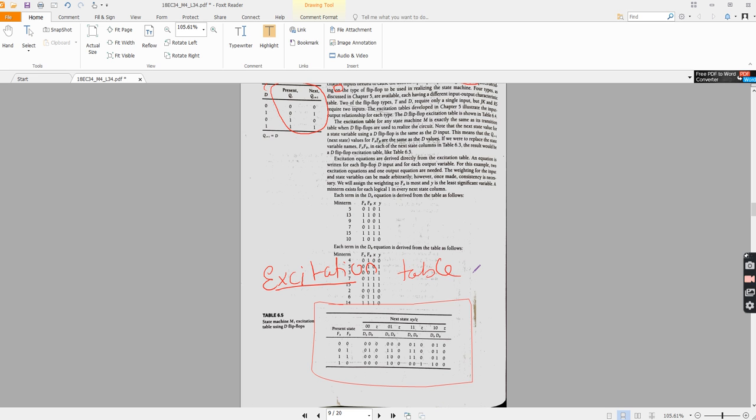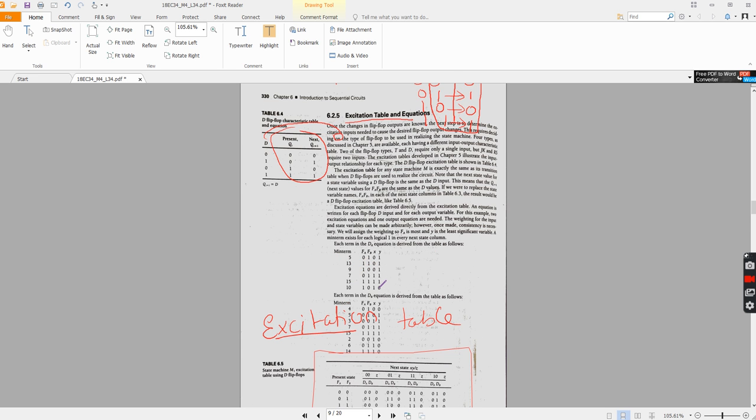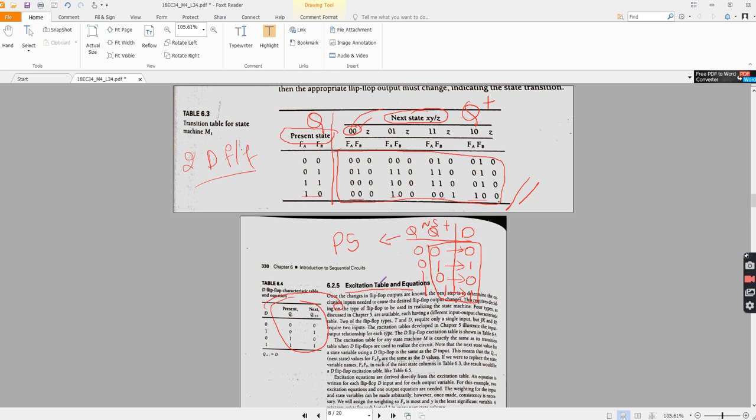Excitation table. Understanding? So this is the excitation table. Here is how the excitation table is written. Tell me how many flip flops I needed. Here I just mentioned the F flip flops as FA and FB. Correct? Now till this point every sum has the same transition table.